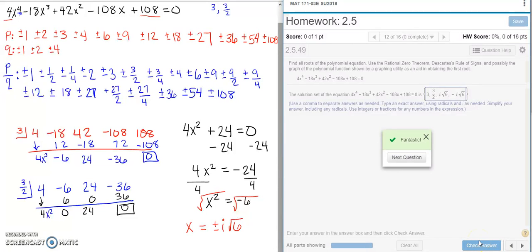So yeah, basically, sometimes these are a pain, but if you use your calculator, you can get through it a little faster than doing all of this by hand. All right? You still have to do the synthetic division, though, to get down to a quadratic.